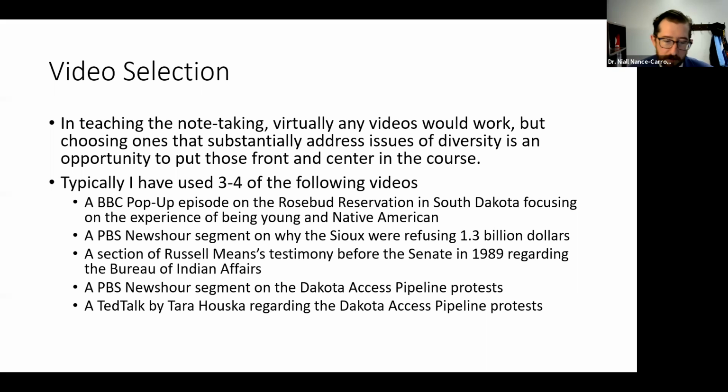So that first one, that BBC pop-up one, this is building their sense of specifically young people. And so since most of our students are of traditional college age, this is a sort of age cohort, but it's also an important reminder of Native Americans as part of the present and the future, rather than as part of the past, which is one of the most pernicious and damaging myths.